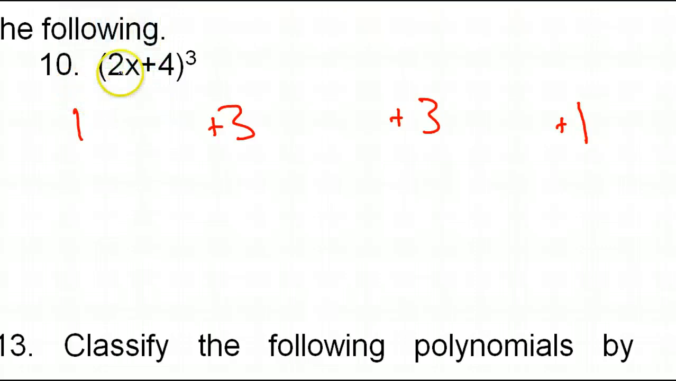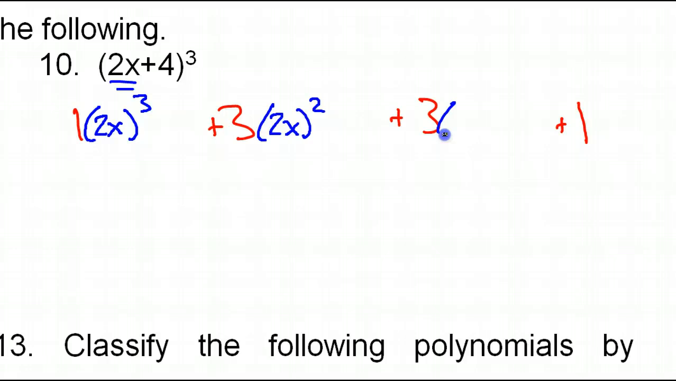Okay, so let's start with the 2x. Please put the 2x in parentheses. It's on the left, so we start on the left. 2x to the 3rd power. And then we decrease, so 2x squared, and then just plain 2x. The last one doesn't get any.